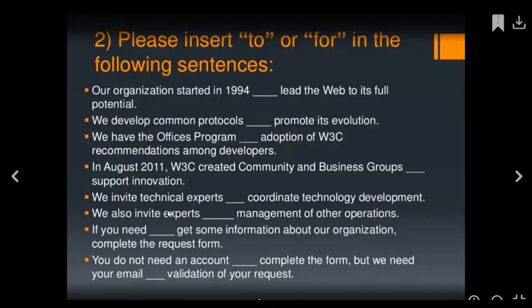We invite technical experts to coordinate technology development. We also invite experts for management of other operations. Why for management is not a verb? To management of, yes, to management for other operations.